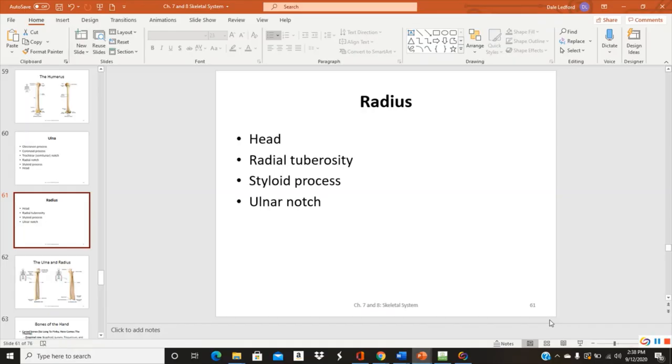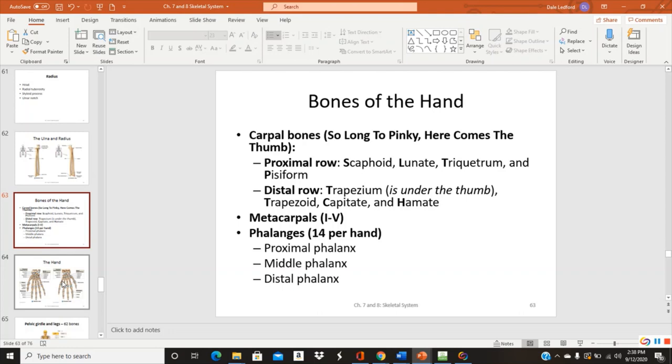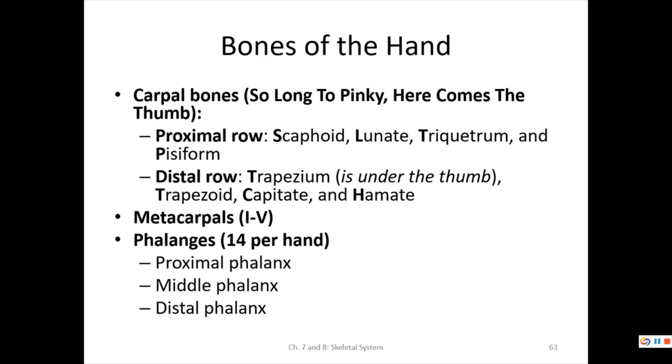All right. Let's turn our attention now to the hand. The hand has a lot going on. We're going to start with the carpal bones, then look at the metacarpals and the phalanges. For the carpal bones, there's a mnemonic I like to give. There are a couple, but I'm going to give this one: so long to pinky, here comes the thumb. Trapezium is under the thumb. So long to pinky, here comes the thumb. This is going to help us get the proximal and distal rows of the carpal bones down.